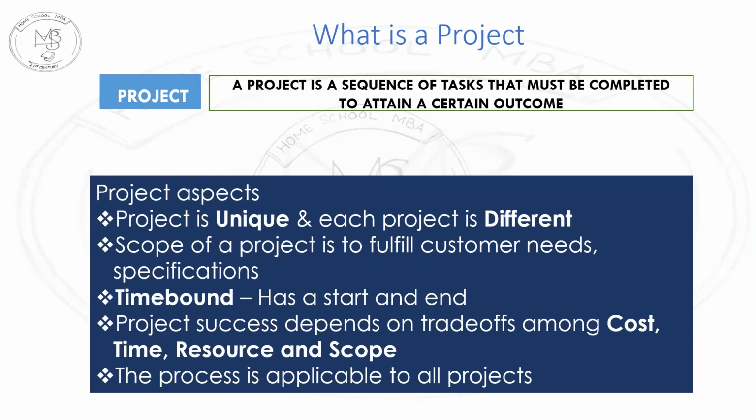And the various aspects of a project are that it is unique and each project is different. It means that every project has its own parameters, and these parameters are different from other projects. Therefore, you have to treat every project as unique. However, from previous projects, or projects done in the past, you can always learn lessons, and you can take care of the new project based upon the lessons learned in past projects.